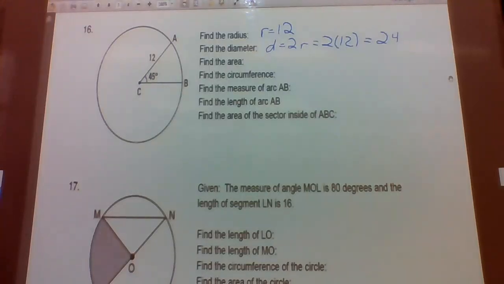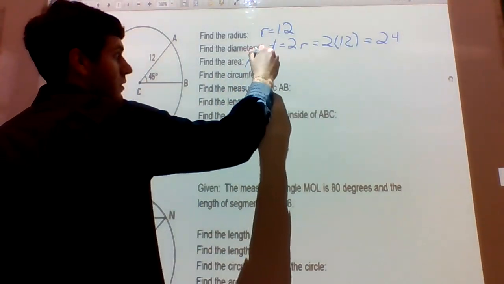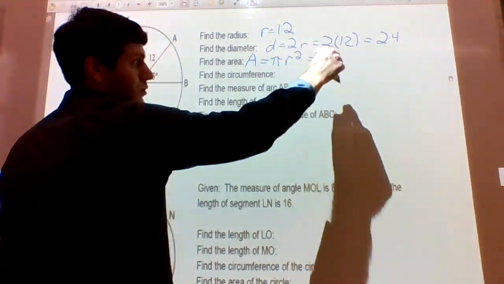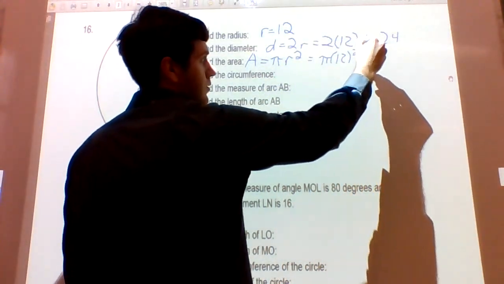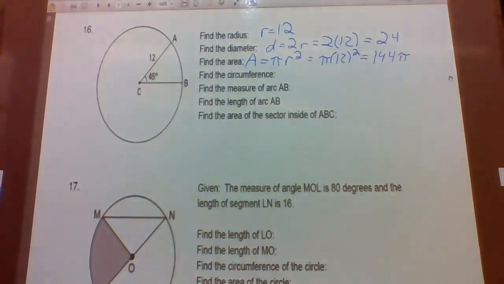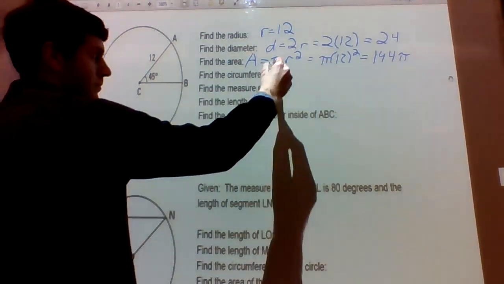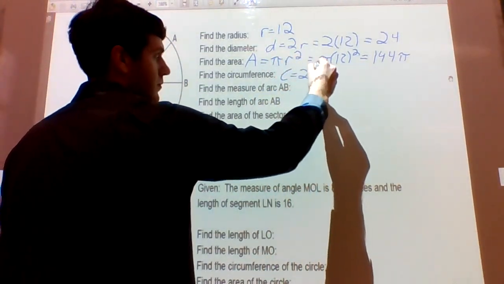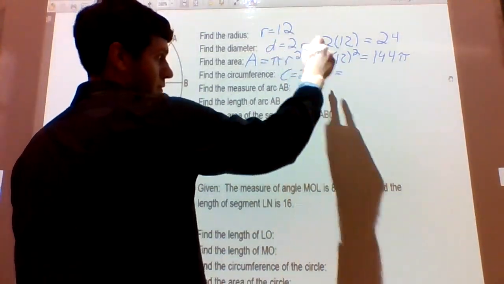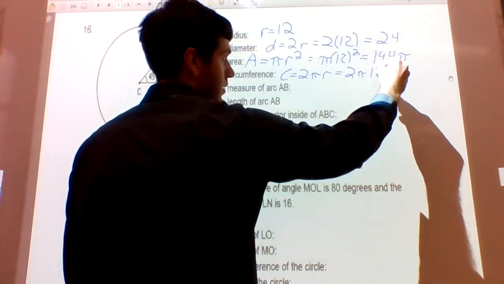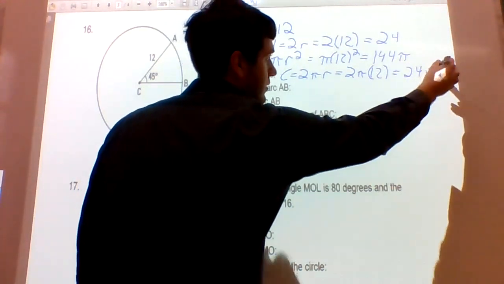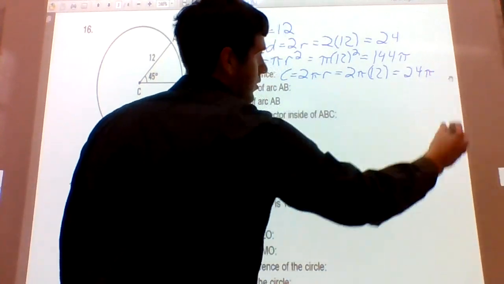The area is equal to pi r squared. So that's pi times the radius squared, 12 squared, which is going to be 144 pi. The circumference equals 2 pi r. So 2 pi times 12, which is 24 pi.